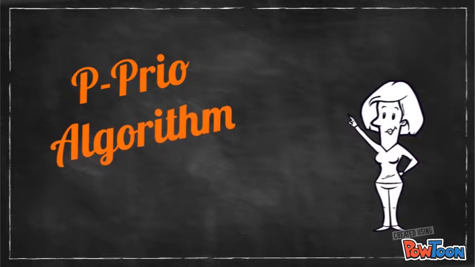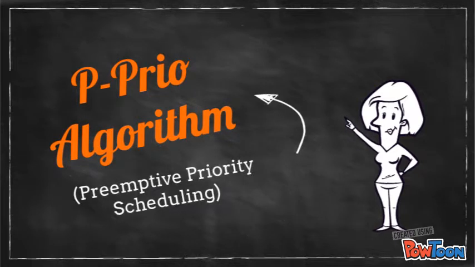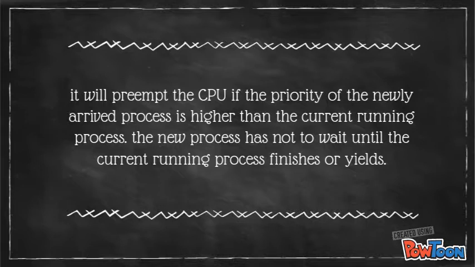PPRIO algorithm. Preemptive priority scheduling. It will preempt the CPU if the priority of the newly arrived process is higher than the current running process. The new process does not have to wait until the current running process finishes or yields.